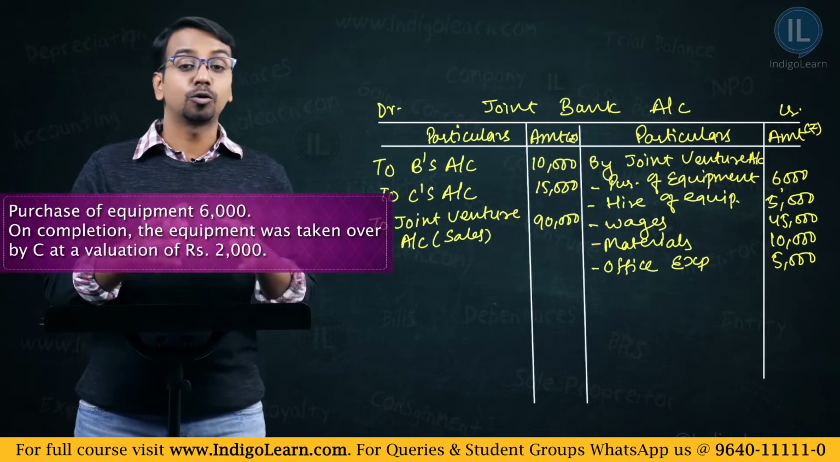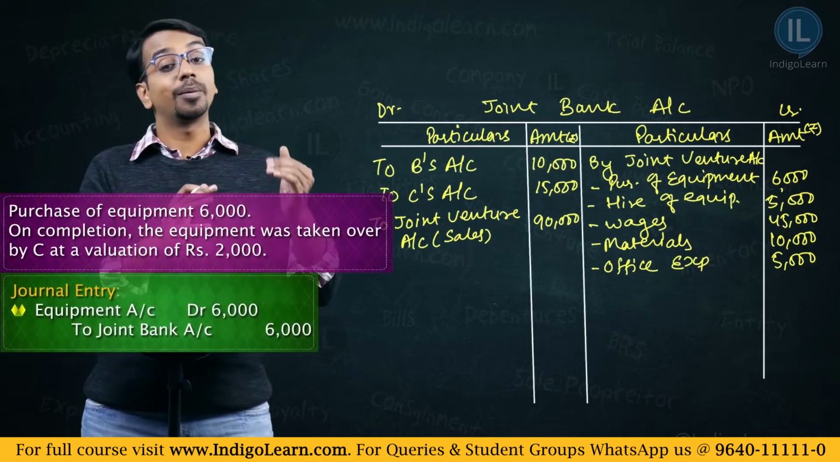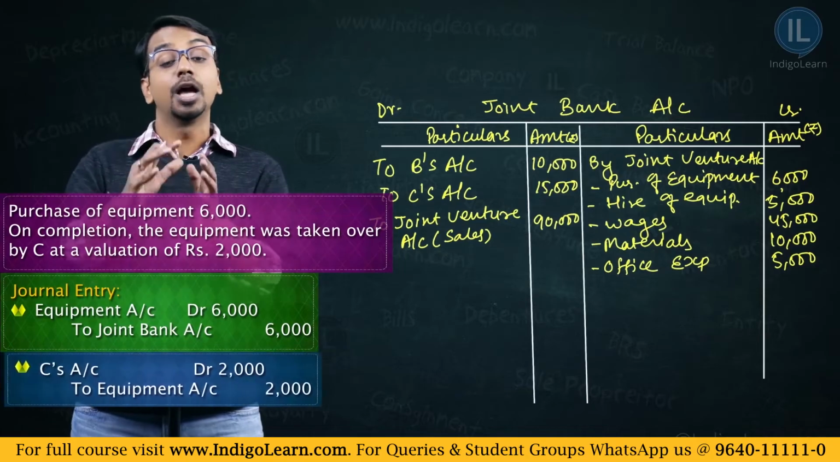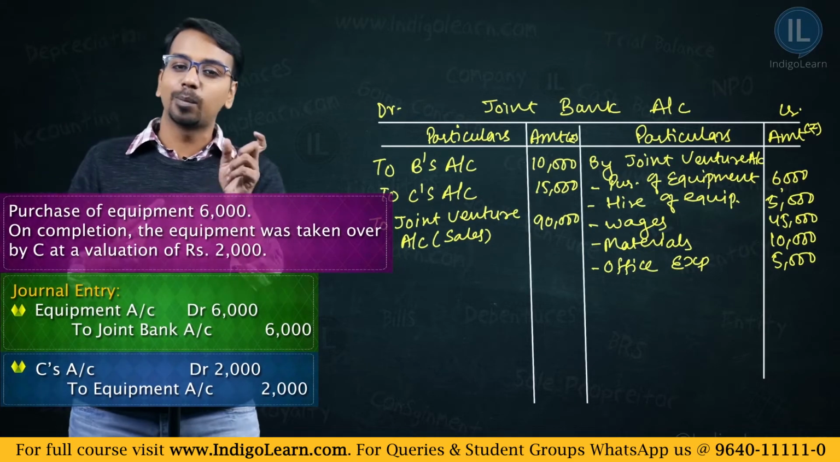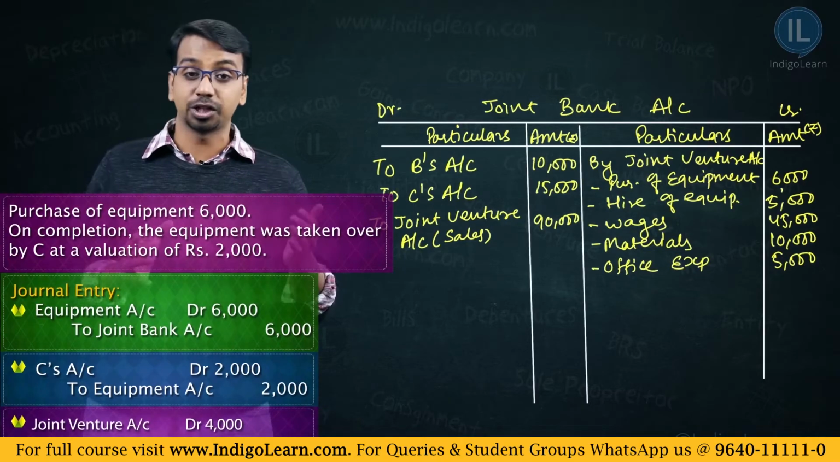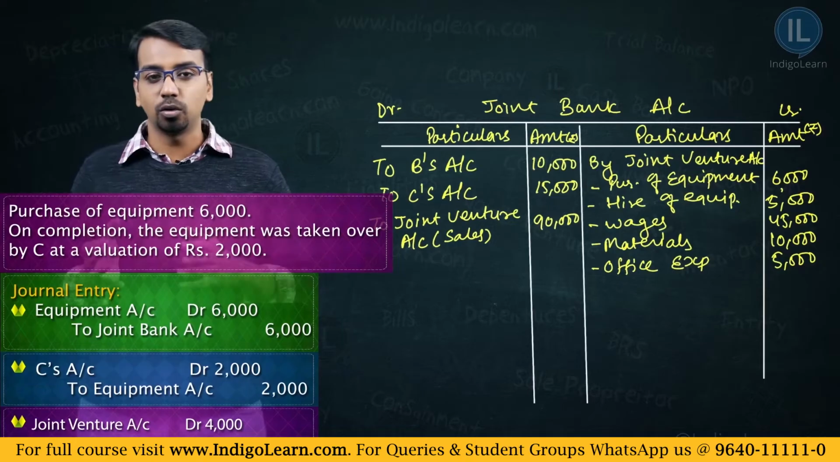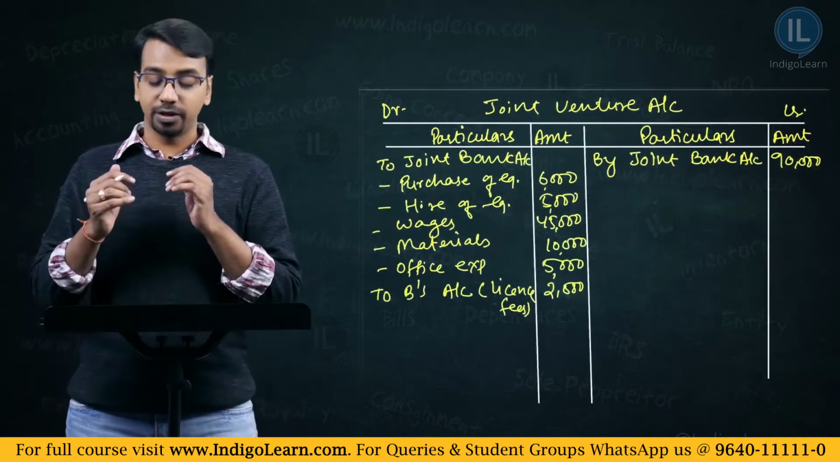This, as I said earlier, could be dealt by creating a separate equipment account where you say equipment account debit to joint bank account 6,000. Then you can credit the equipment account by saying by C, equipment transfer to C 2,000 and net amount 4,000 can be transferred to joint venture account. That is one approach. But to keep it simple, not to create too many accounts, we will transfer that through joint venture account.